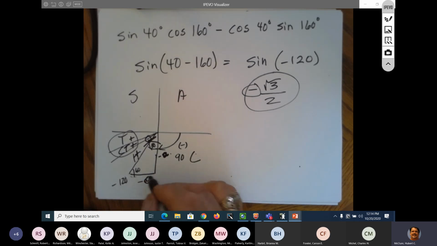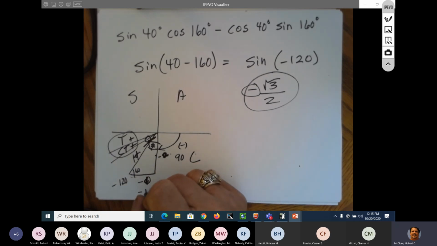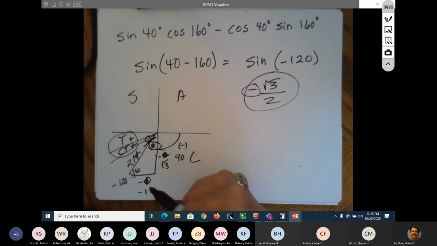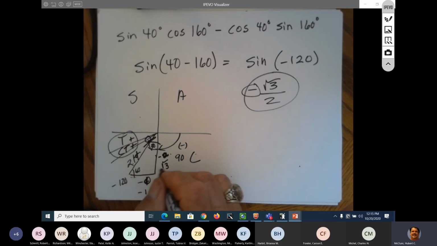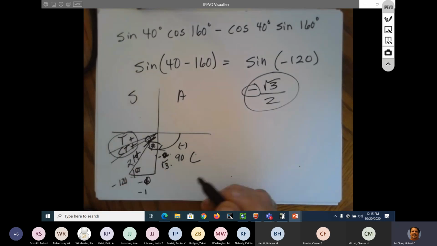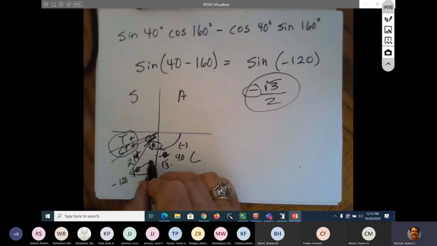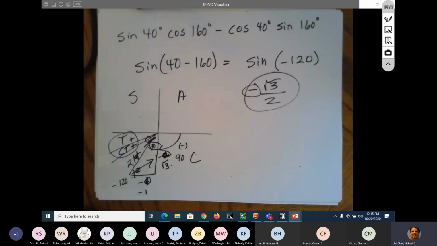Opposite would be this one. So that's negative, let's see, 1. I'm thinking out loud, y'all. So this is negative 1, this is the square root of 3, and this is 2. So it'd be square root of 3 over 2, negative square root of 3 over 2. Yeah. Negative square root of 3 over 2.